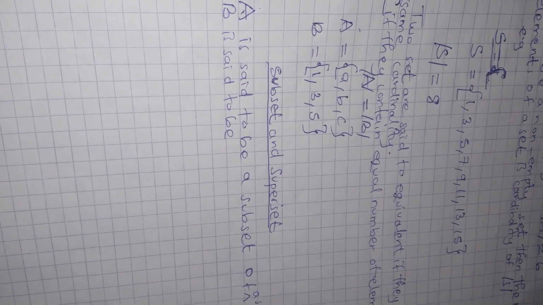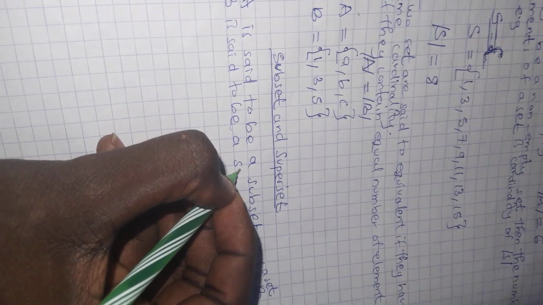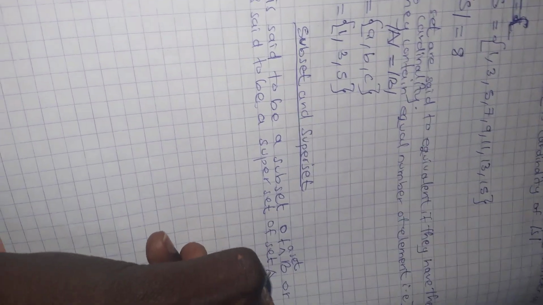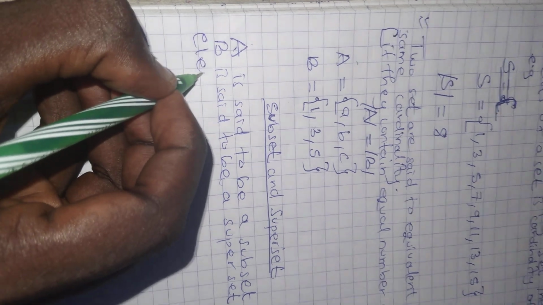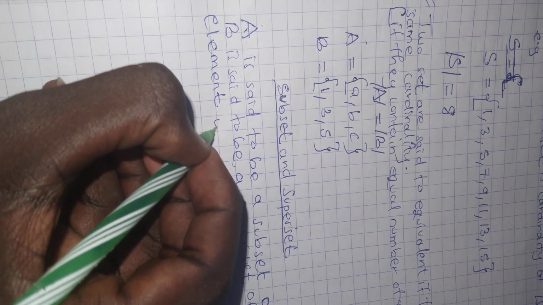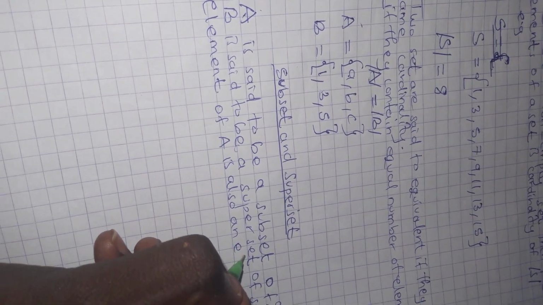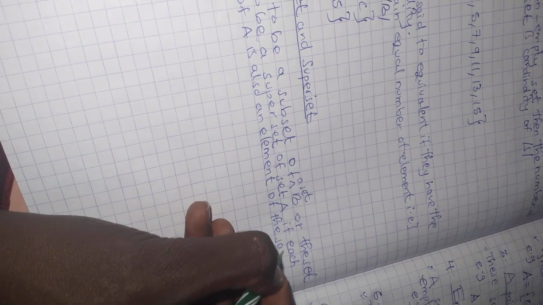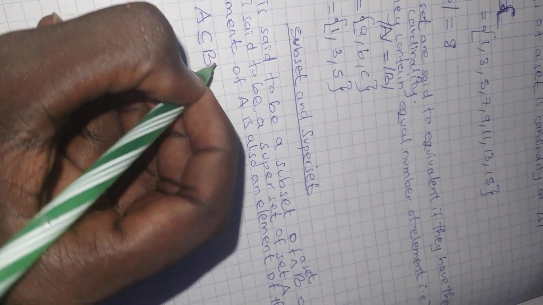A set B is said to be a superset of set A if each element of A is also an element of B. Let me notate it. A is a subset of B.